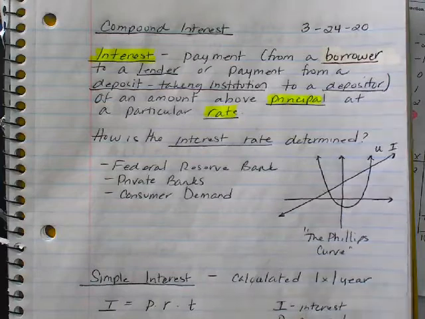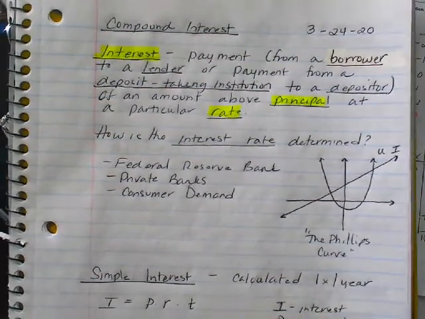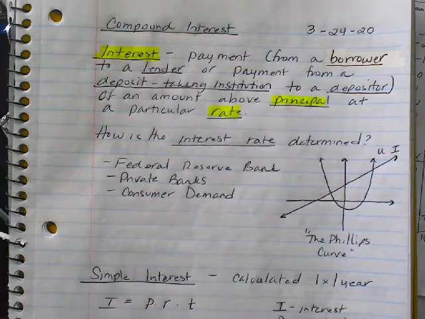And the rate is how fast something's accumulating. That's your growth factor. So this is a situation where you're either borrowing money from a bank or investing money at a bank, and they are either rewarding you for investing by paying you interest, or they are penalizing you for borrowing a loan by having to pay back more than you originally borrowed.